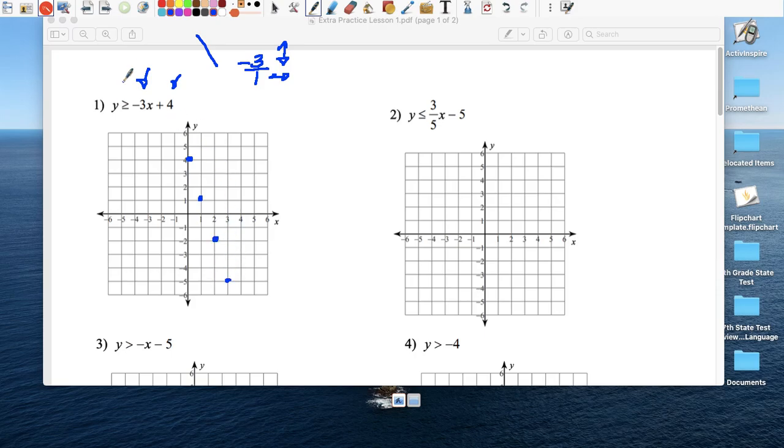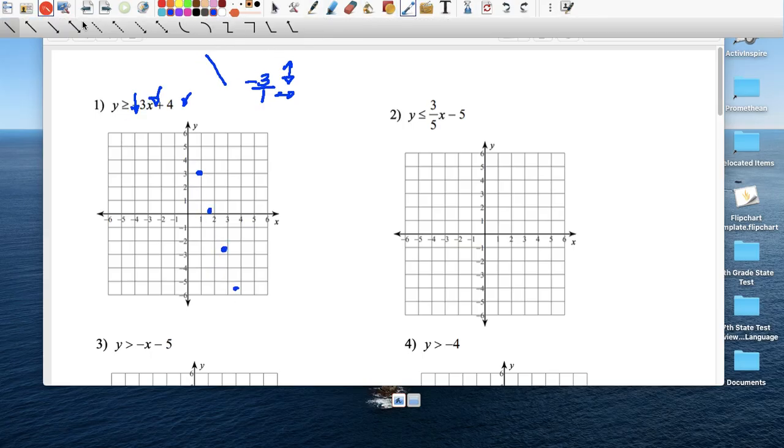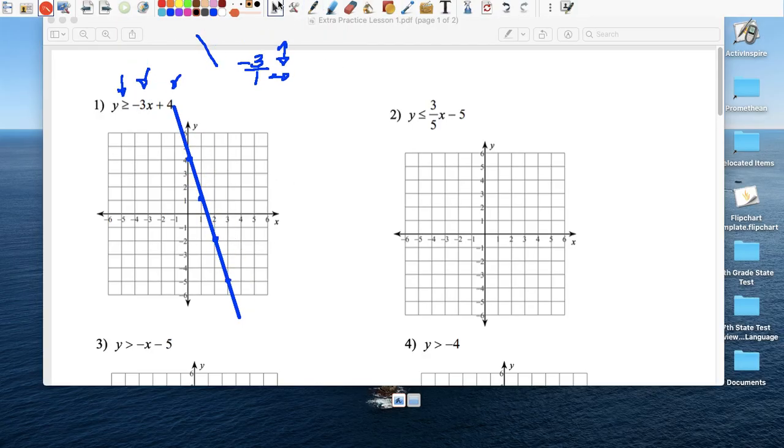There we go. This tells us that the line that we're going to use is going to be a solid line, right? Because points on that line are part of the solution, so that's why we use a solid line. There we go. I'll just bring this guy a little lower.